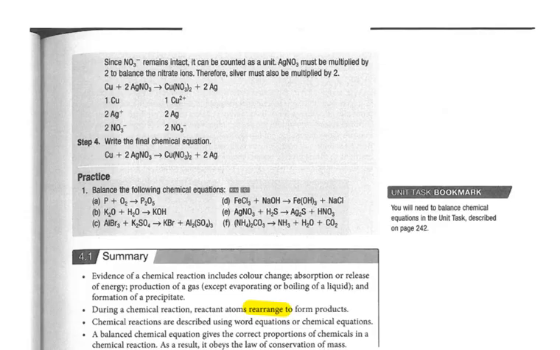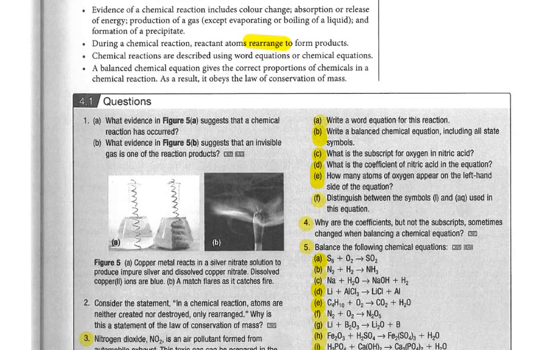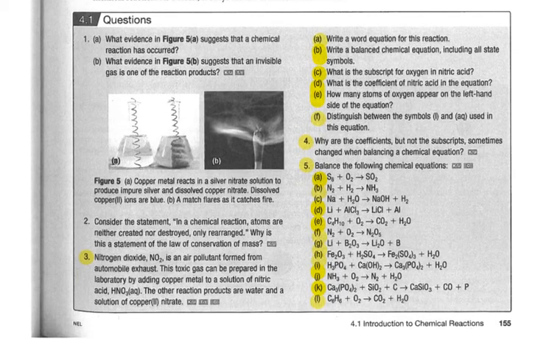Okay, so hopefully that was enough practice. If we look here, the questions I would like you to do, I've highlighted. So here, there's a verbal statement here. Nitrogen dioxide, NO2, is an air pollutant formed from automobile exhaust. The toxic gas can be prepared in the laboratory by adding copper metal to a solution of nitric acid, HNO3. The other reaction products are water and copper(II) nitrate. So we answer these questions about that right there.